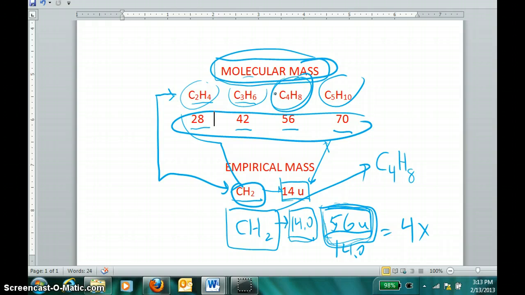So yes, with an empirical formula, you can get an empirical mass. And once you know the molecular mass, you know it's a multiple of the empirical mass, and you will know what multiple the molecular formula is of the empirical formula.